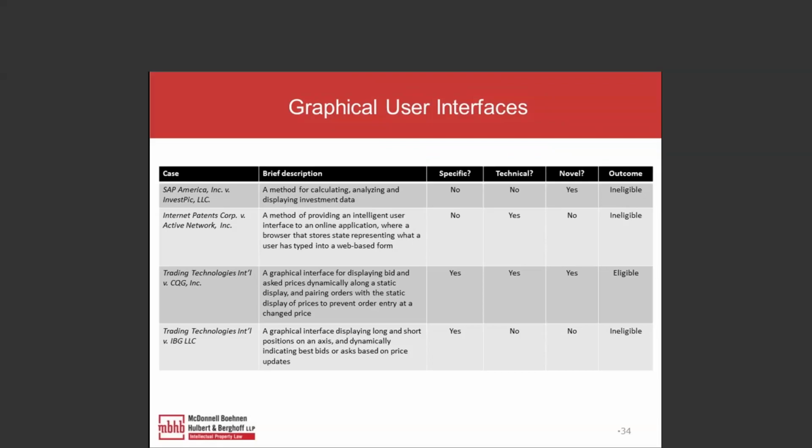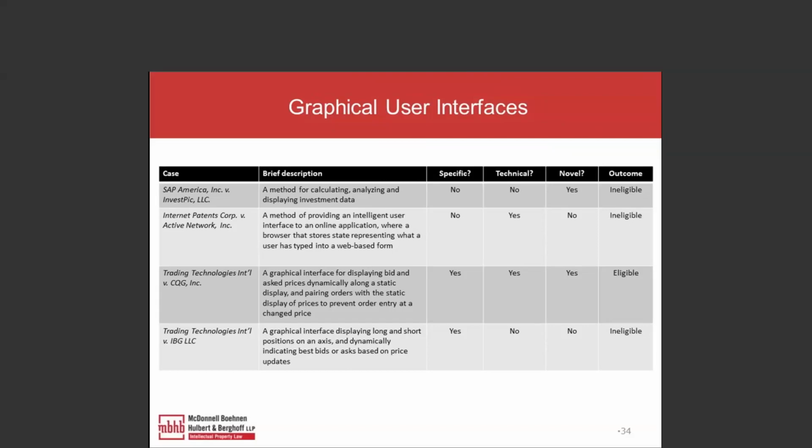Just to give you an example, the SAP case was a method for calculating, analyzing, and displaying investment data. It was not specific, with very broad outcome-oriented claims. It was not technical because it was about a business problem, investment data. Arguably, it was novel. The Federal Circuit admitted that, but the overall outcome was ineligible.